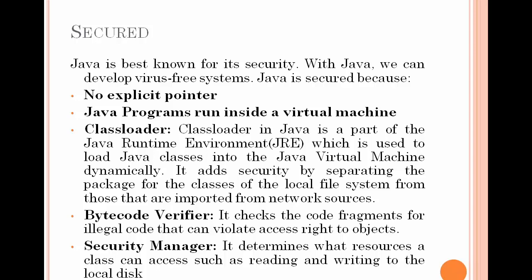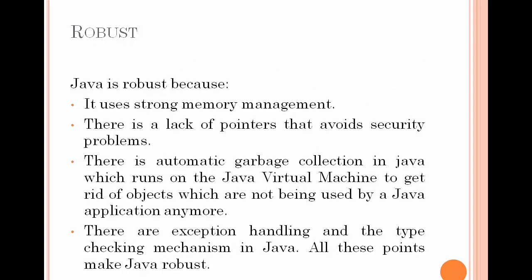The next feature is robust. Robust simply means strong. Java is robust because it uses a strong management system. So it manages the memory strongly.